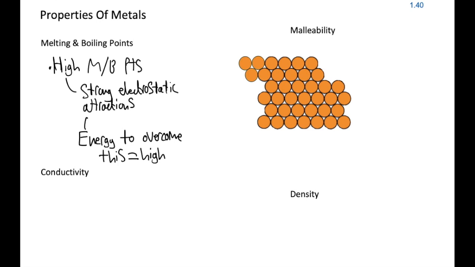In terms of electrical conductivity, metals have free electrons, as we've seen, within their structure, and these are charged particles capable of carrying electrical charge. Because of this, they conduct both heat and electricity, and conduct them very well compared to most non-metals.